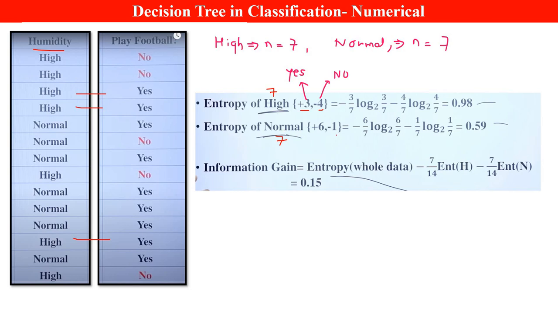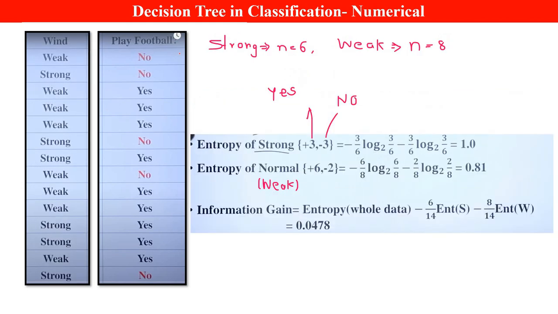Normal is coming 7 times, 6 yes and 1 no. So the probability of yes is 6 by 7 and the probability of no is 1 by 7. The information gain is the entropy of the total data set, 0.94, minus the weighted average for high, 7 by 14 multiplied by 0.98, minus 7 by 14 multiplied by 0.59. So the answer is 0.15. Information gain for humidity is 0.15.